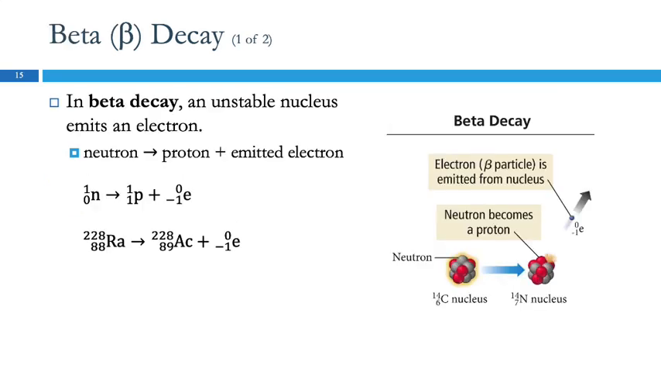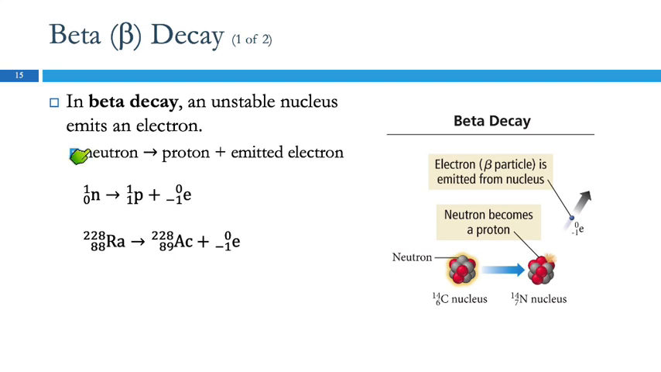The next one's called beta decay. So Greek letters, alpha, beta, A, B. In beta decay, we have an electron that's being emitted. So how does a nucleus emit an electron? How many electrons are in the nucleus? None. Electrons are outside the nucleus. So what's going on here?